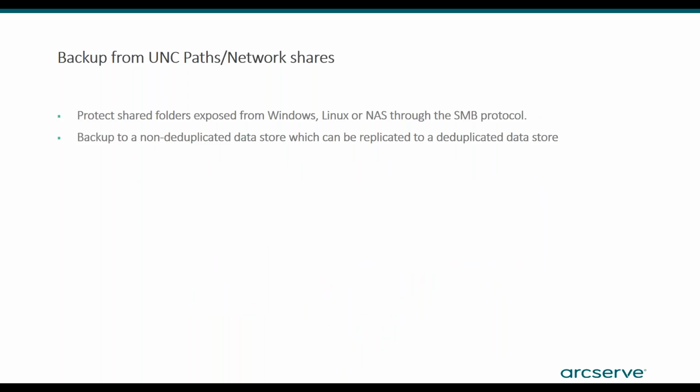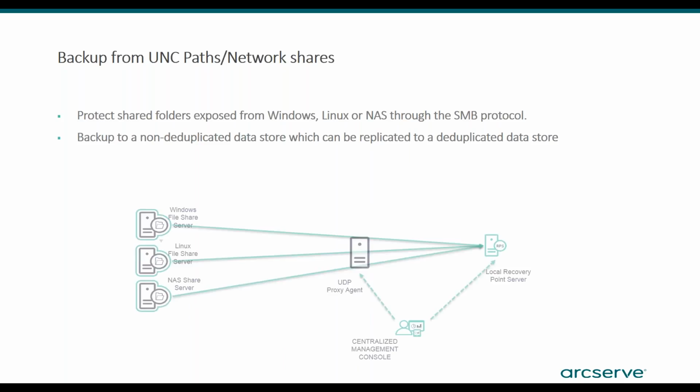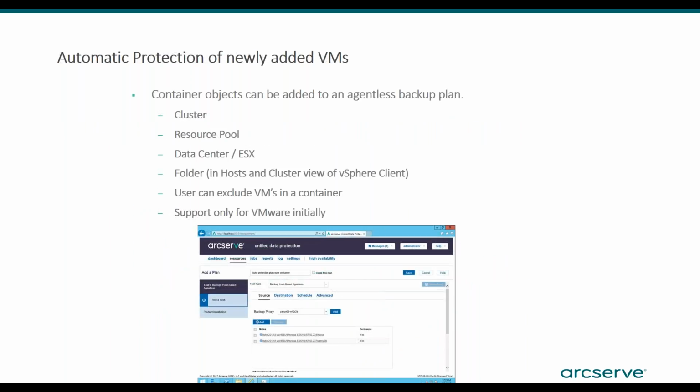When we look at backing up of UNC paths and shares, I kind of talked about the importance of this. In a lot of cases, we have customers that have data out on NASs or file shares out on servers, whatever it might be, being able to back that up to the recovery point server, and again, for now, to a non-deduplicated data store, and then replicate it to a deduplicated data store if you want to do that. We do hope to see that added to a deduplicated data store directly in the future. But for this release, it's to non, but then we can send it.